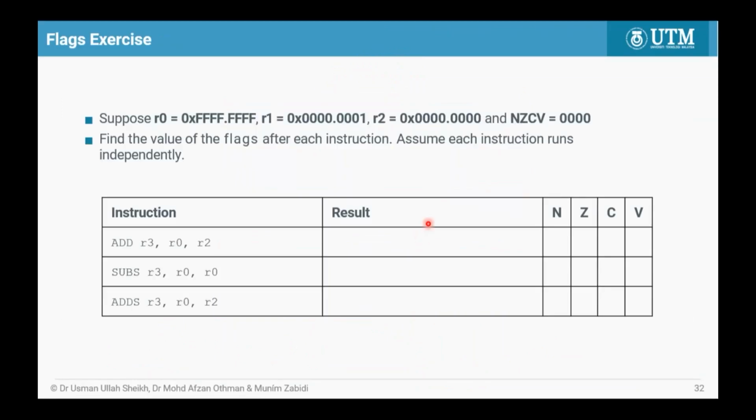So let's look at this flags exercise. We have R0 equal to this number, R1 this number, R2 this number, and the initial value of N, Z, C, and V is 0, 0, 0, 0. You're going to find the value of the flags after each instruction. This is the most important thing: assume each instruction runs independently, meaning the first instruction and second instruction do not depend on one another.